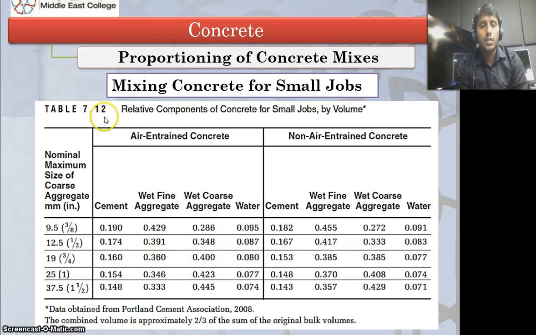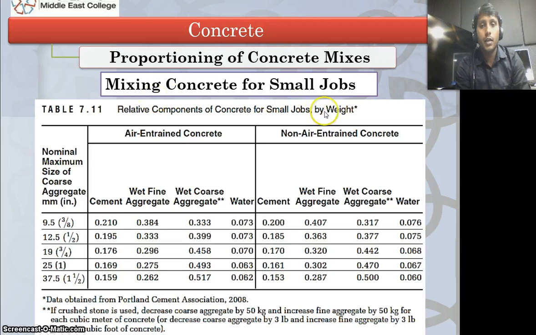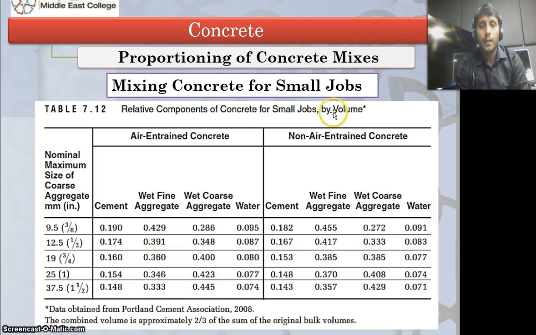Coming to table 7.12, the relative components of concrete for small jobs. The previous one is by weight; this one is by volume. For the 9.5 size air entrained concrete, you have to take 0.190. For wet fine aggregates, you have to take 0.429. For wet coarse aggregate, you have to take 0.286. So this is just a tabular form.